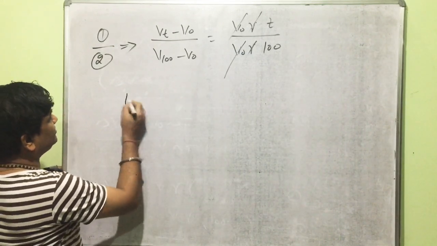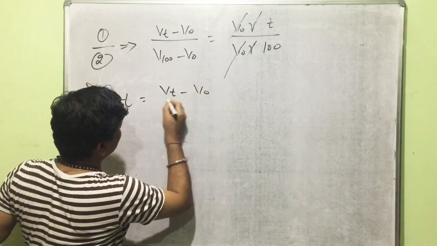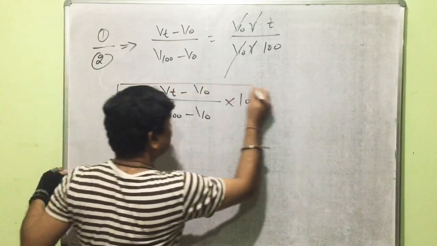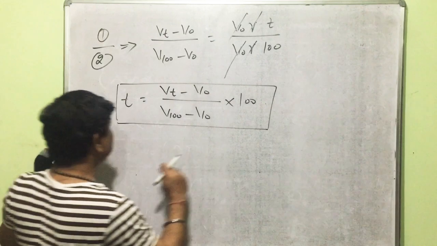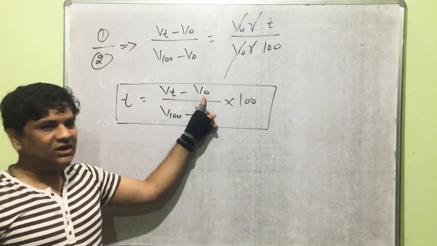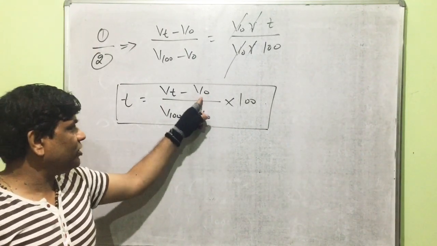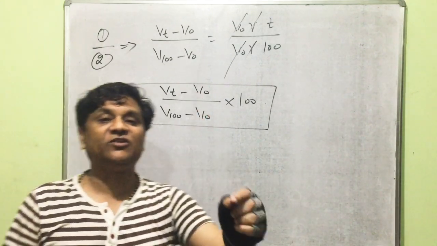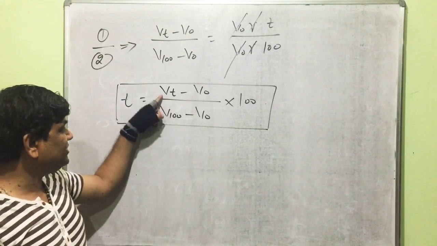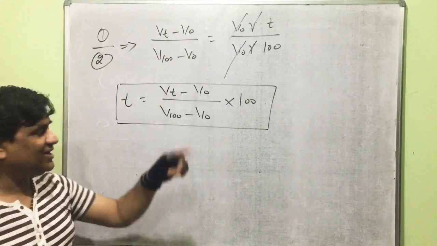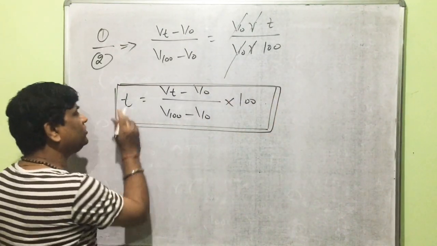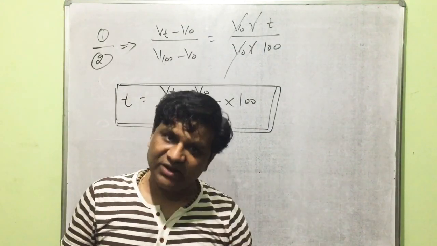So what is the resulting relation? T is equal to Vt minus V naught divided by V100 minus V naught, into 100. This is the relation on the board for a liquid thermometer. T is the unknown, required temperature. V naught is the initial volume of the liquid, or the volume at 0 degrees Celsius. V100 is the volume of the liquid at 100 degrees Celsius. And Vt is the volume of the liquid at the unknown temperature. So with the help of this relation, we can find the unknown temperature for a liquid thermometer.